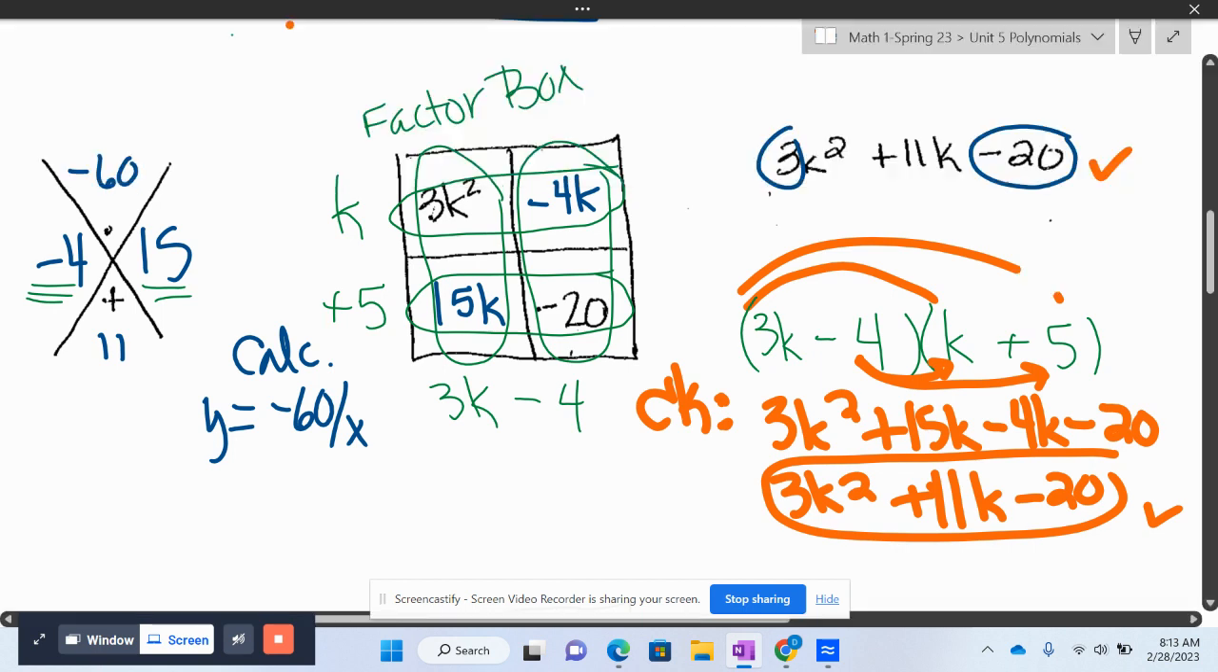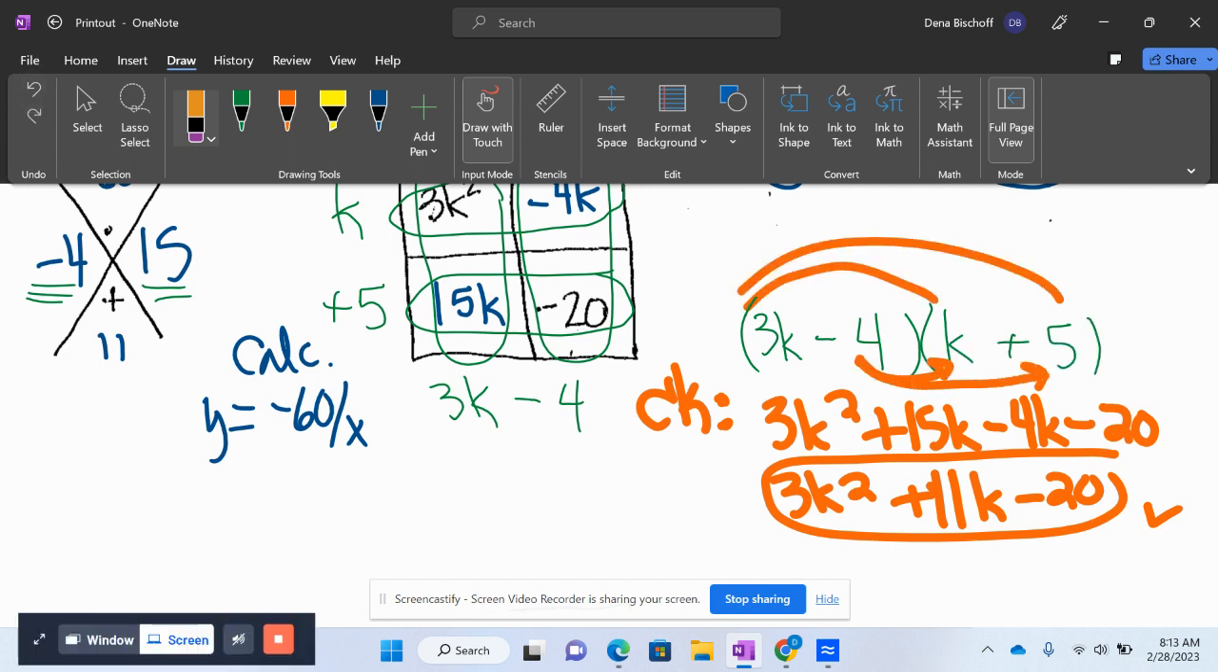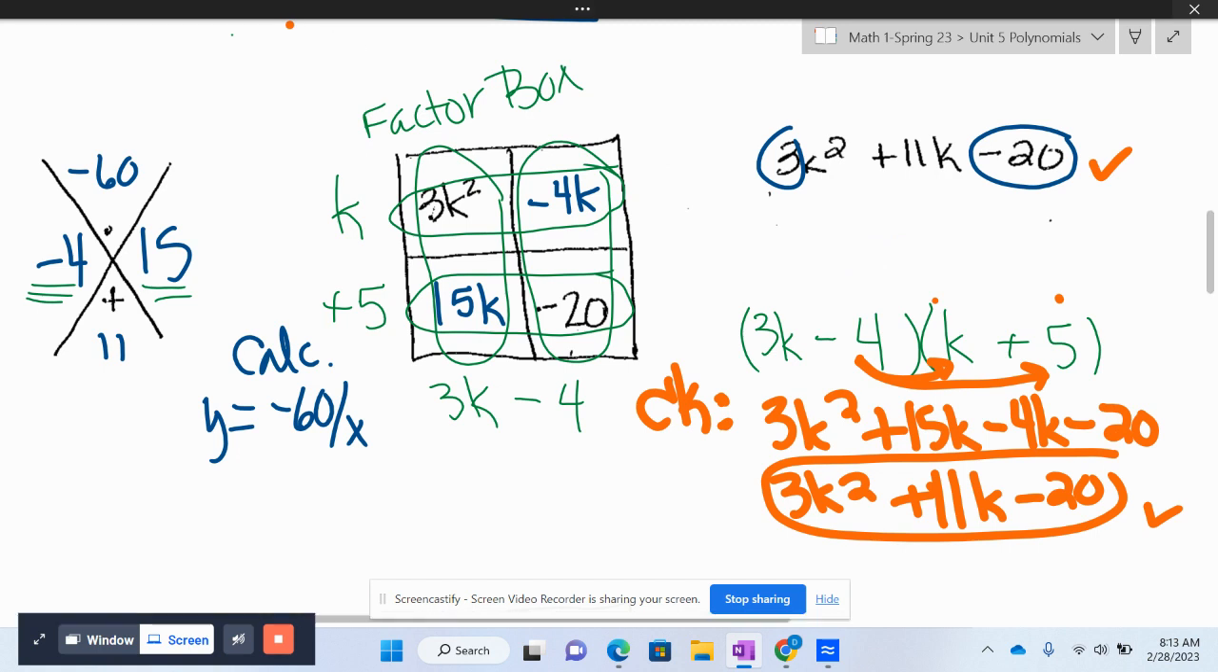You get it? So the factors, when I factor this polynomial, are right here. This is the answer.